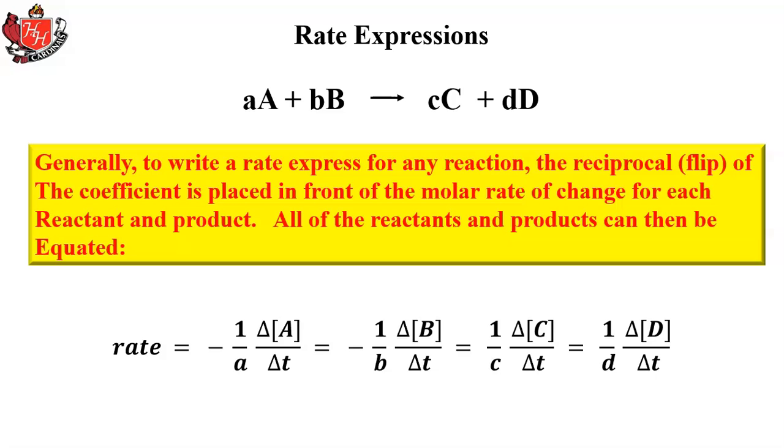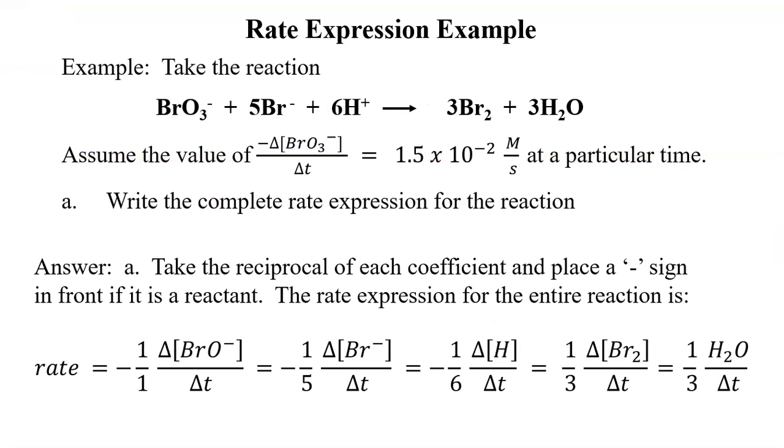So just learn the process. Don't worry too much about the math here. Just learn this process of how you would equate these different components of the chemical reaction. Okay, so let's take an example. So here's BrO3. These are all ions. That's irrelevant. BrO3 plus 5Br minus plus 6H plus gives you 3Br2 and 3H2O.